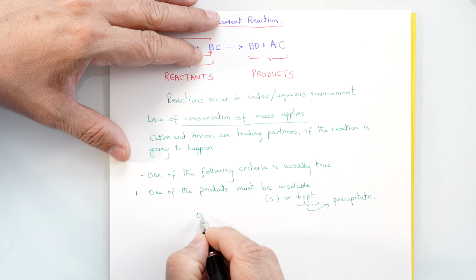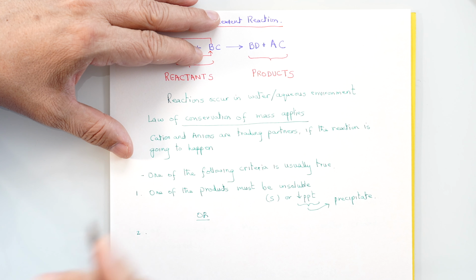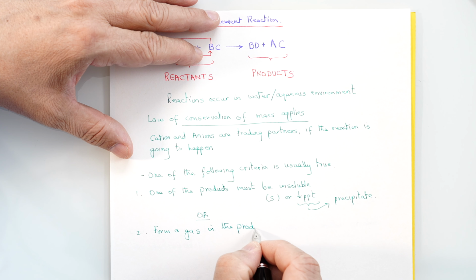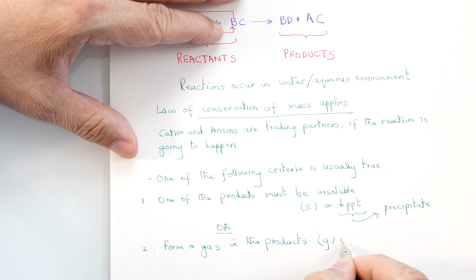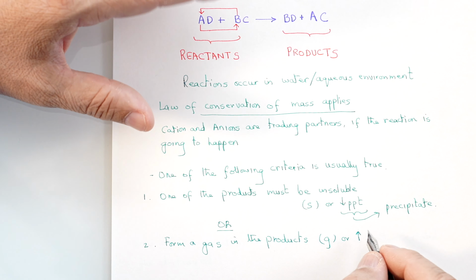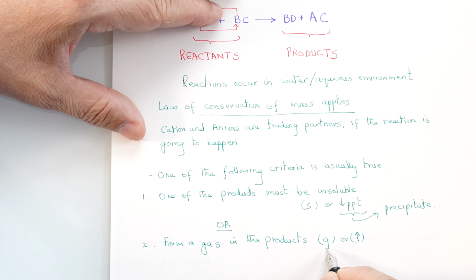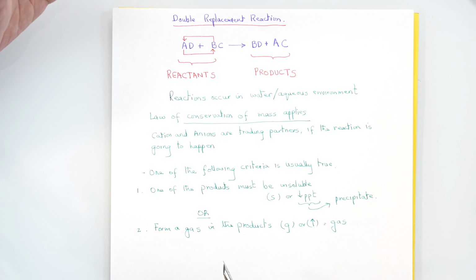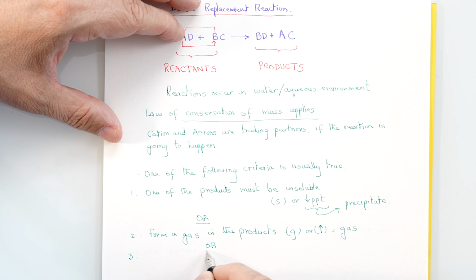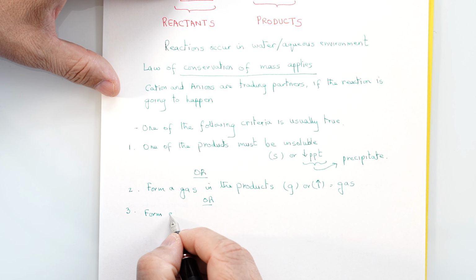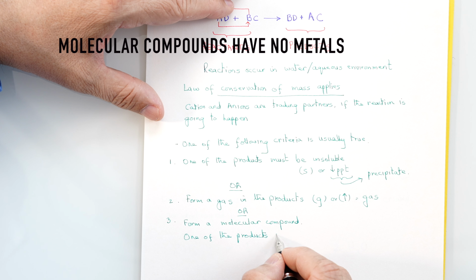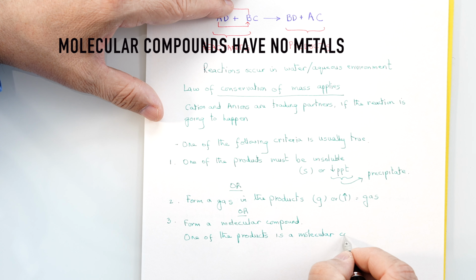That's one possibility. The other possibility is you form a gas in the products. So one of the products is a gas, and you're going to see the letter G or an upward arrow. Means the same thing. This refers to a gas. If you look over here, one of these could be a gas. Or the third possibility is you form a molecular compound. So one of the products is a molecular compound, and an example of that would be water.